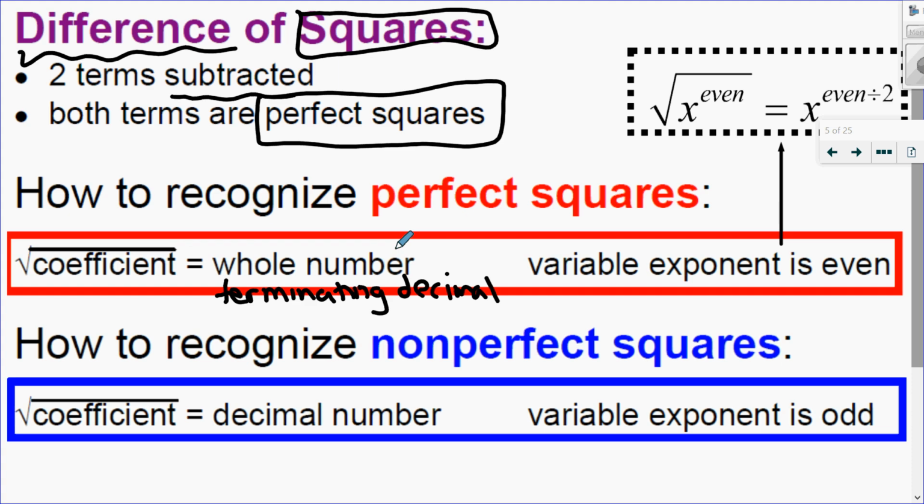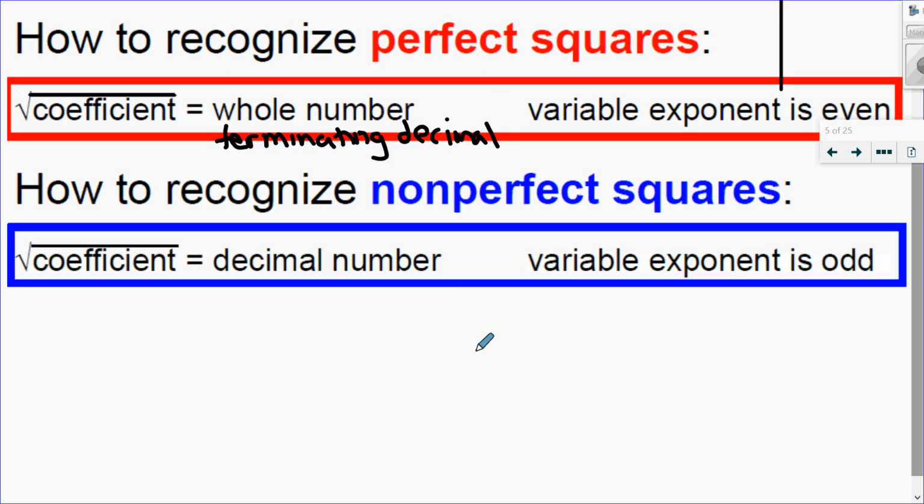So let's go back and talk about what a non-perfect square is. So a non-perfect square is when you take the square root of a number and it is a non-ending, non-repeating decimal number.